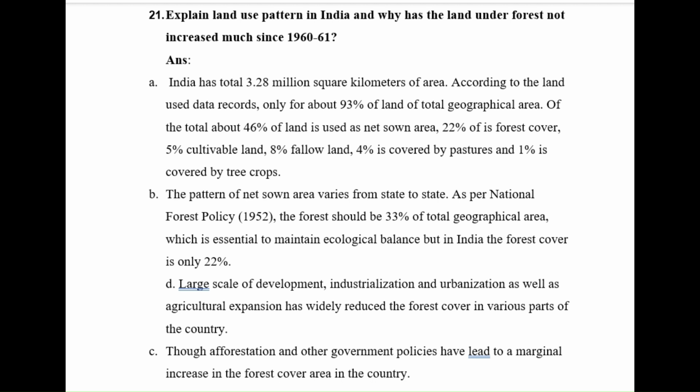B. The pattern of net sown area varies from state to state. As per the National Forest Policy, 1952, the forest should be 33% of the total geographical area, which is essential to maintain ecological balance, but in India the forest cover is only 22%. D. Large scale development, industrialization and urbanization, as well as agricultural expansion, have widely reduced the forest cover in various parts of the country. C. Though afforestation and other government policies have led to a marginal increase in the forest cover area in the country.